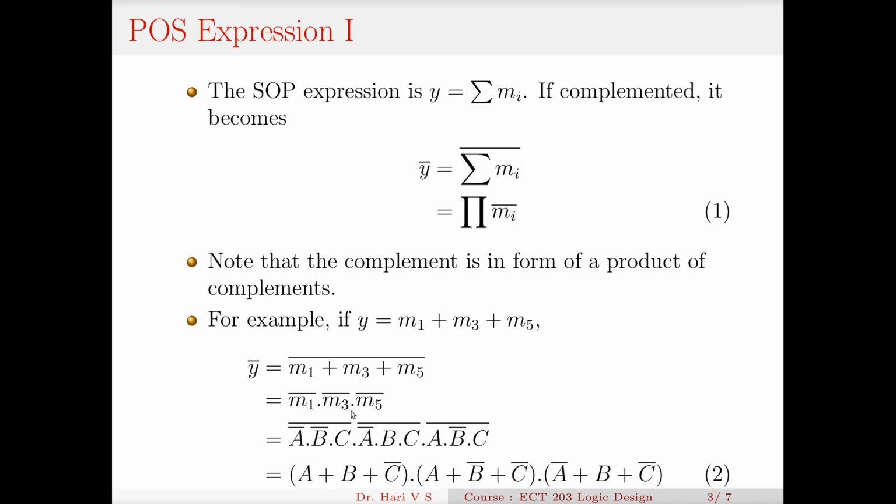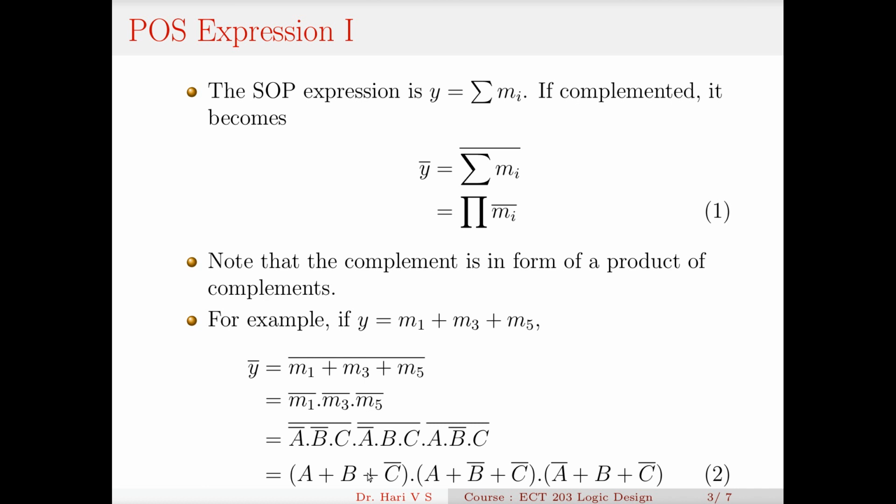Suppose my inputs are A, B, C. m1 is 0, 0, 1, which is A bar, B bar, C, all complement, and m3 is 0, 1, 1, that is A bar, B, C, all complement, and m5 is 1, 0, 1, that is A, B bar, C, all complement. Now by De Morgan's law, the first term is A or B or C complement, and the second term is A or B bar or C bar, and A bar or B or C bar. Now this is of the form of a product of sum expression.